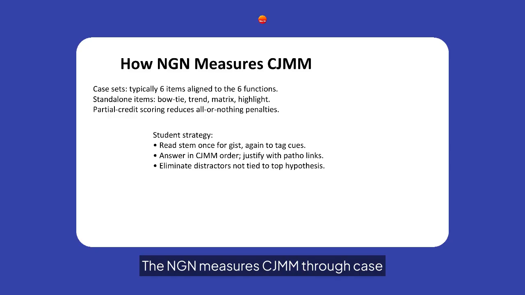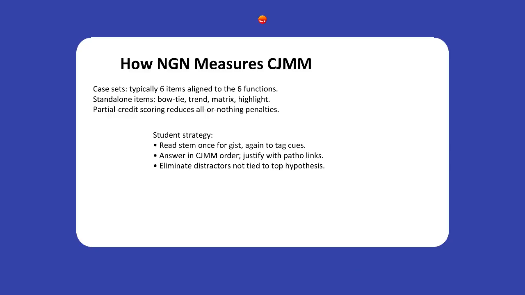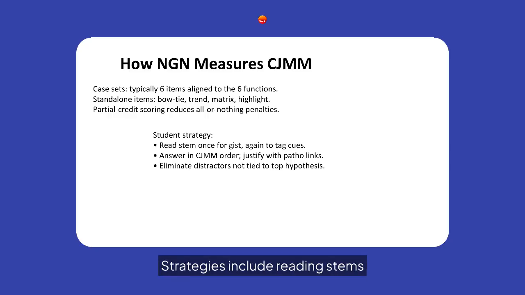The NGN measures CJMM through case sets aligned with the 6 functions. Standalone items include bow tie, trend, matrix, and highlight. Partial credit scoring reduces penalties. Strategies include reading stems for cues, answering in CJMM order, and eliminating distractors.